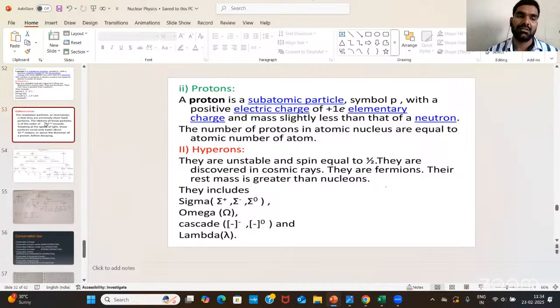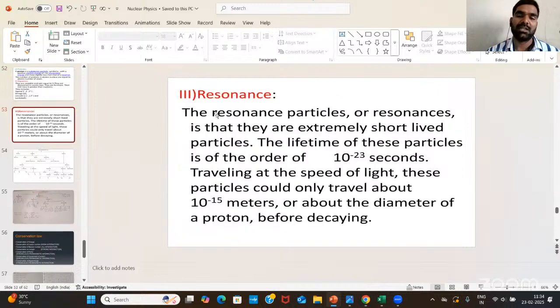Remember. So resonances. Resonance particles, or resonances, are extremely short-lived particles. Their lifetime is of the order of 10 power minus 23 seconds, traveling at the speed of light. So these particles could only travel about 10 power minus 15 meters, about the diameter of a proton, before decaying. That is why we won't go in depth into resonances.